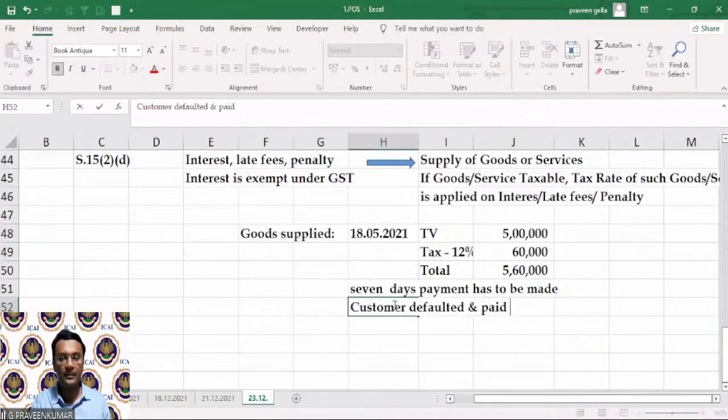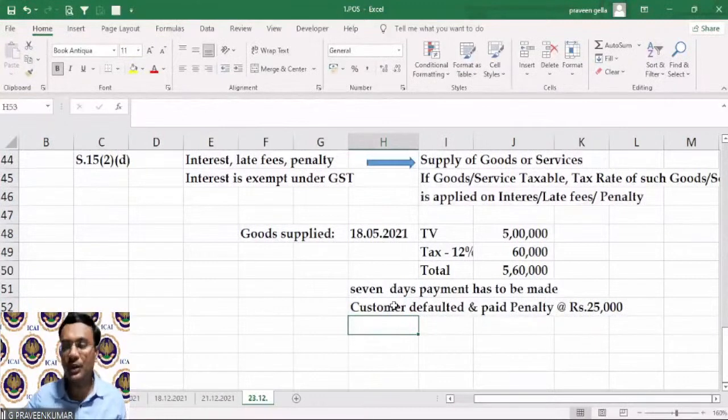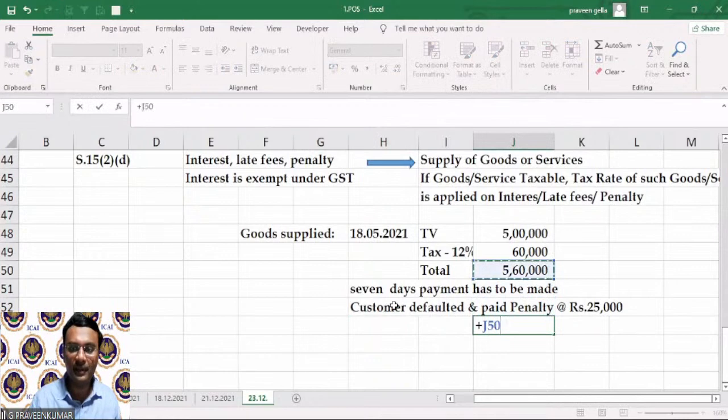And paid a penalty at the rate of rupees 25,000. Just a hypothetical example: for this value of 5,60,000, the customer has defaulted and he has paid 25,000. Now what happens here? If that money has been received as additional consideration along with 5,60,000, this 25,000 I received.